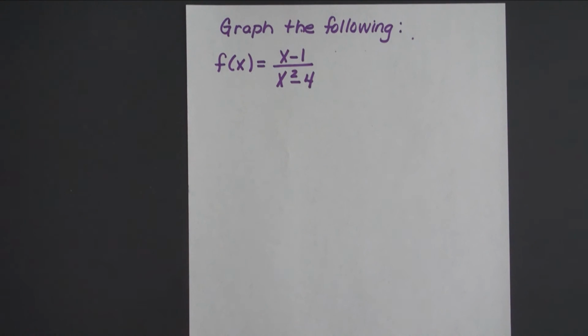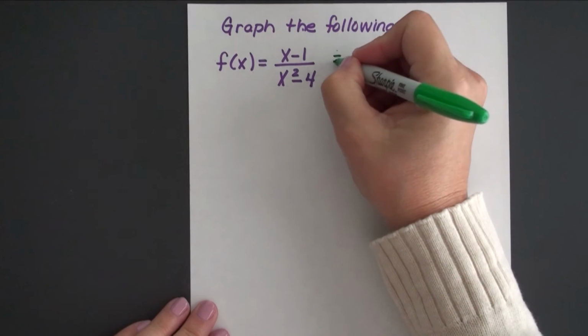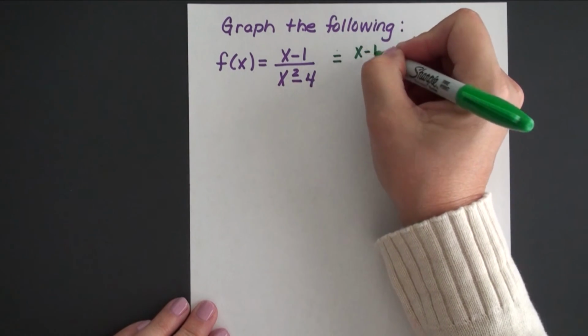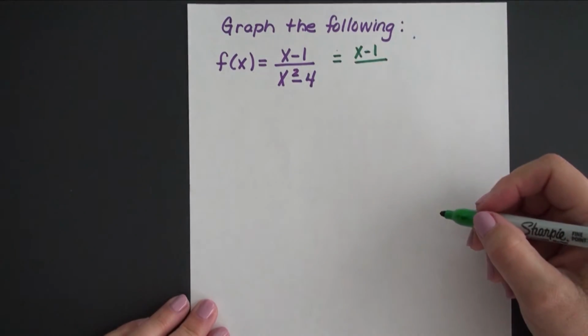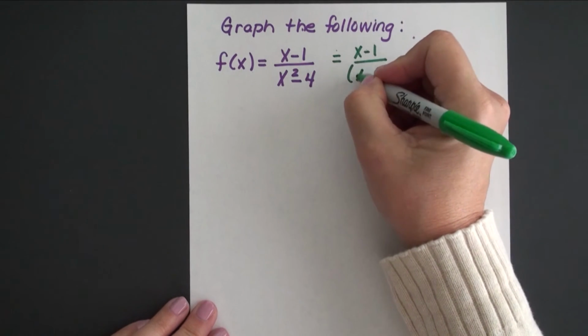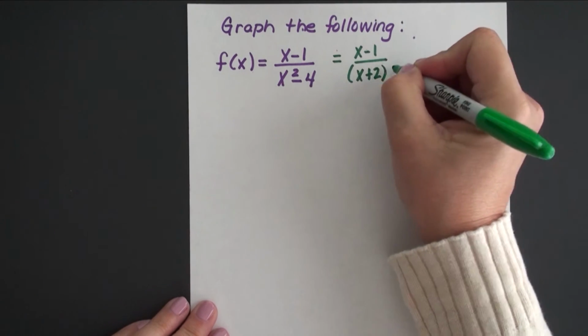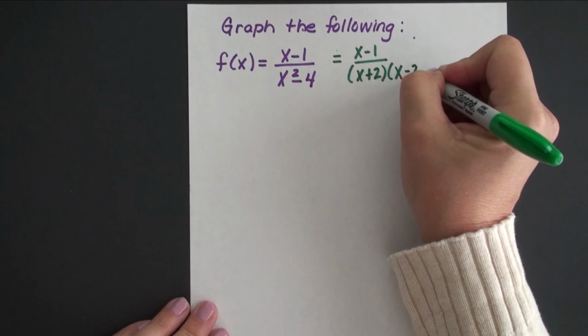This first function that we have is f of x equals x minus 1 over x squared minus 4. The first thing that we need to do is factor the numerator and denominator completely. The numerator does not require any factoring. The denominator factors into x plus 2 times x minus 2.